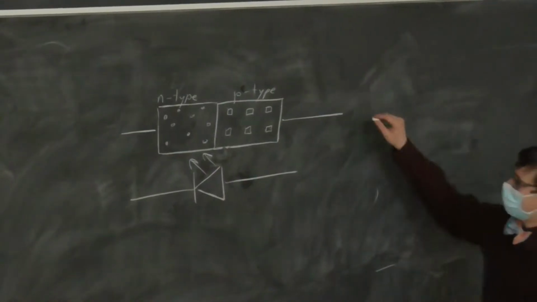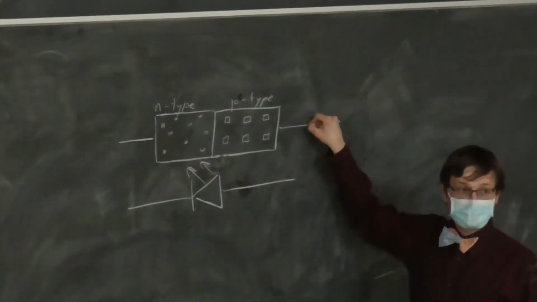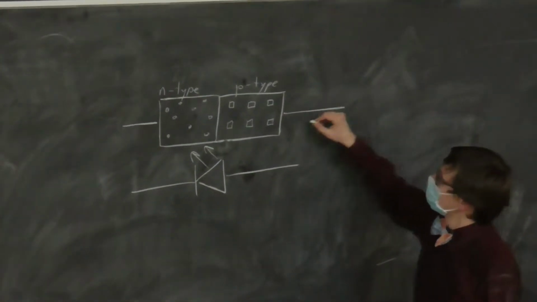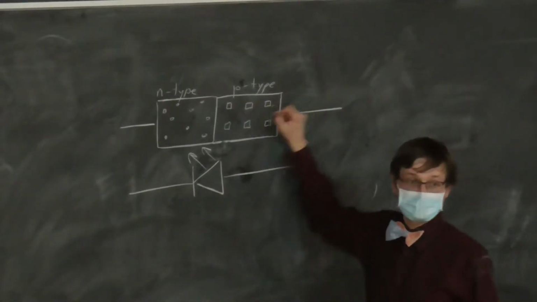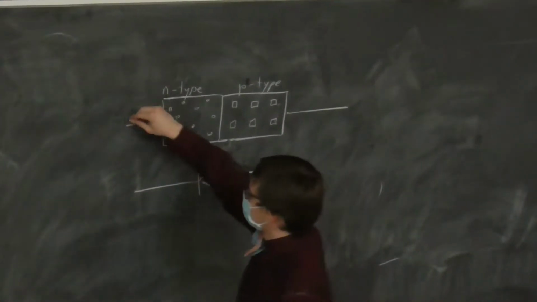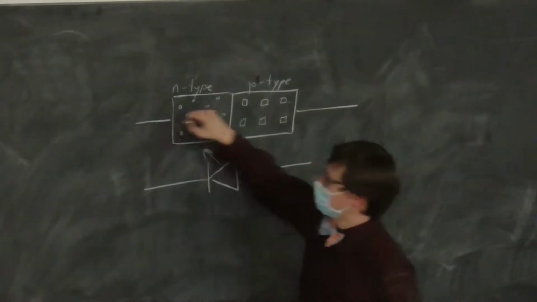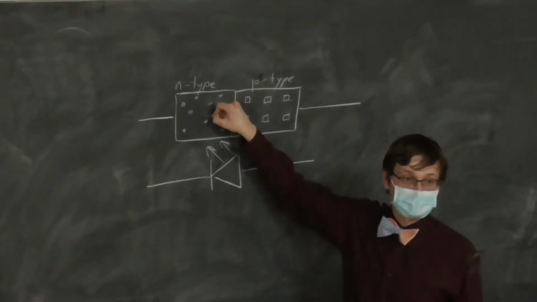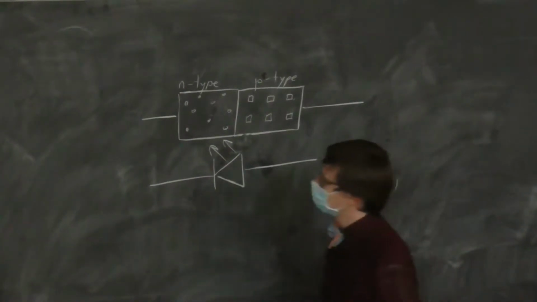So, what happens when you have a bunch of electrons crowding up on this side, right? They jump into the holes and then keep flowing, right? If you have electrons on this side, they'll be repelled by the negative charge on these electrons here, right? So there you go. Diodes, okay.